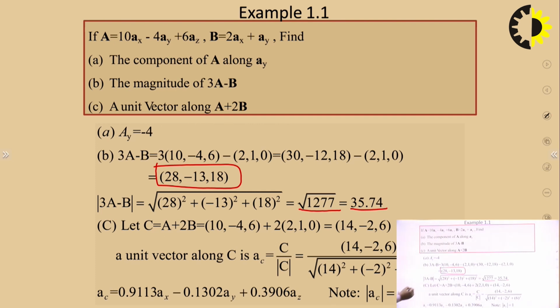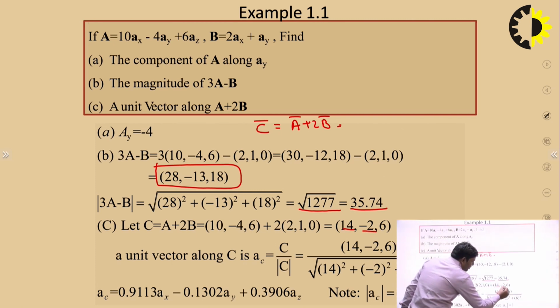And the third one is: what is the unit vector along A plus 2B? Suppose C is the vector which is equal to A plus 2B. So what is the value of A plus 2B? Easily we calculate A plus 2 times B, which is 14ax minus 2ay plus 6az.